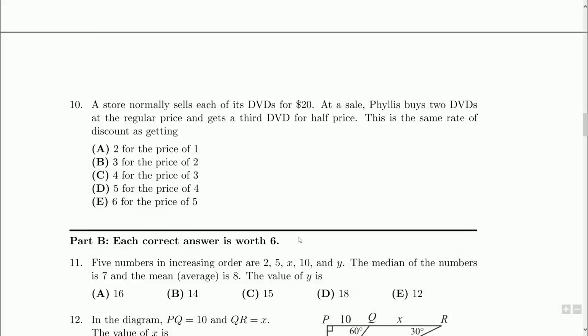A store normally sells each of its DVDs for $20. At a sale, Phyllis buys 2 DVDs at the regular price and gets a third DVD for half price. This is the same rate of discount as getting, look at those options: 2 DVDs for the price of 1, 3 for the price of 2, 4 for the price of 3, 5 for the price of 4, or 6 for the price of 5. Alright, so this is essentially a ratio question.